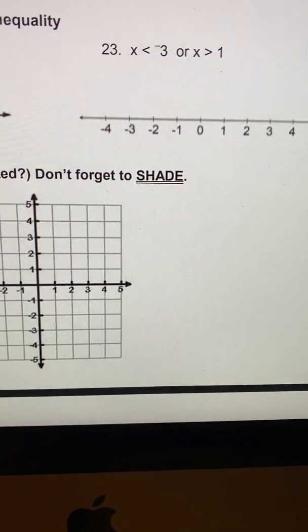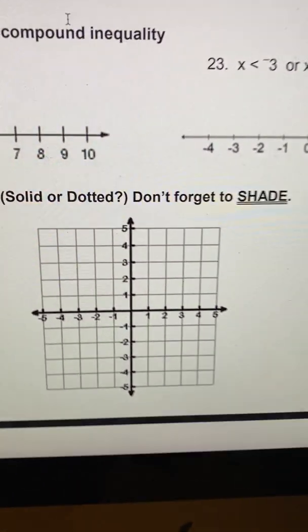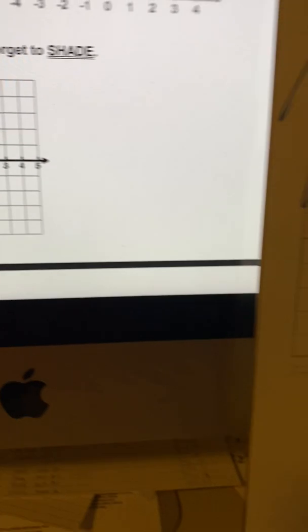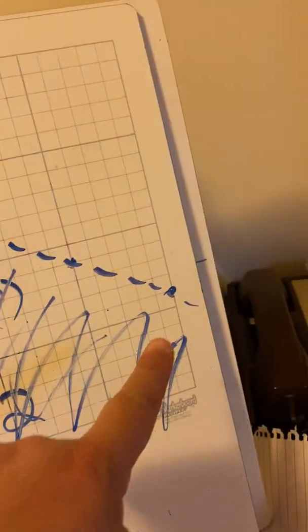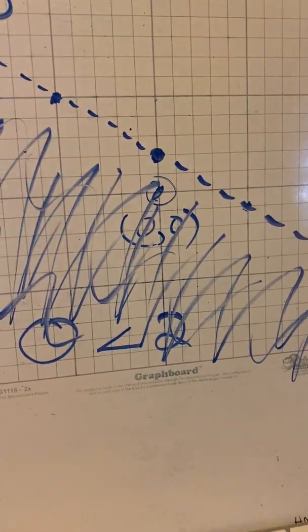I will not be that nice to you on tests, okay? I'm not going to say, don't forget to shade. Is it solid or dotted? I'm just going to say graph the inequality and be done with it. All this gobbledygook over here is just them being nice to you. It's a dotted line because it's a less than symbol, and it is shaded below because the origin, when I tested it, worked.